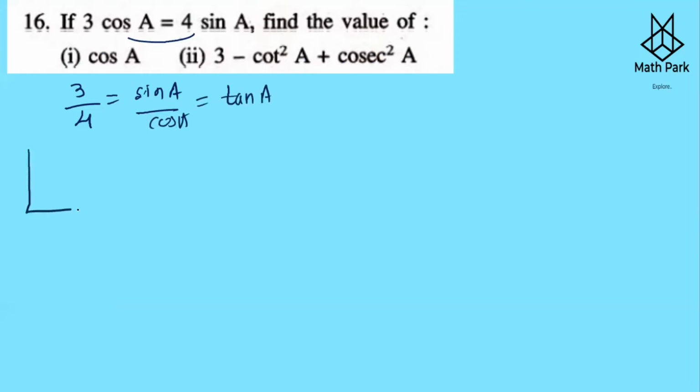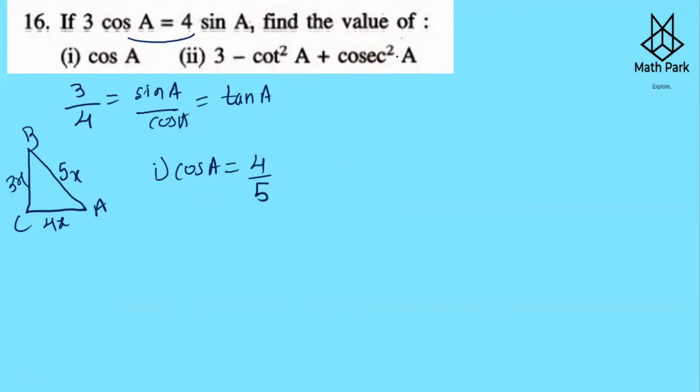Let us draw a right triangle with A as an acute angle. This is A, B and C. So tan A is opposite by adjacent. So this is 3x, 4x. And by Pythagoras theorem, you will get this as 5x. 3, 4, 5 is a Pythagorean triplet. Now let us find the first one, that is cos A. Cos A is adjacent by hypotenuse, which is 4 upon 5.